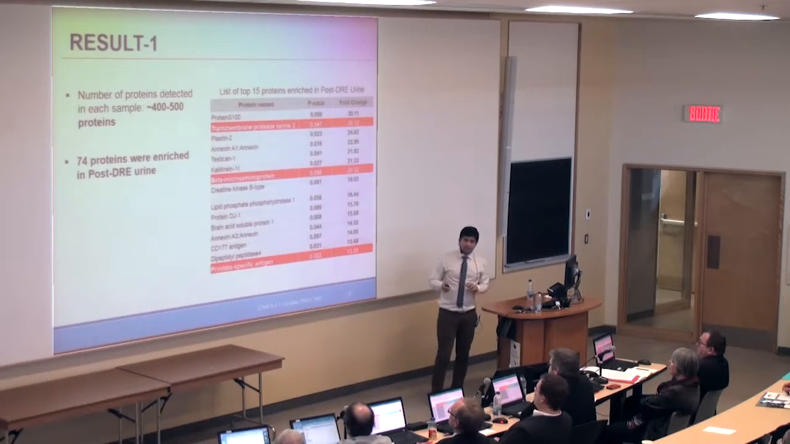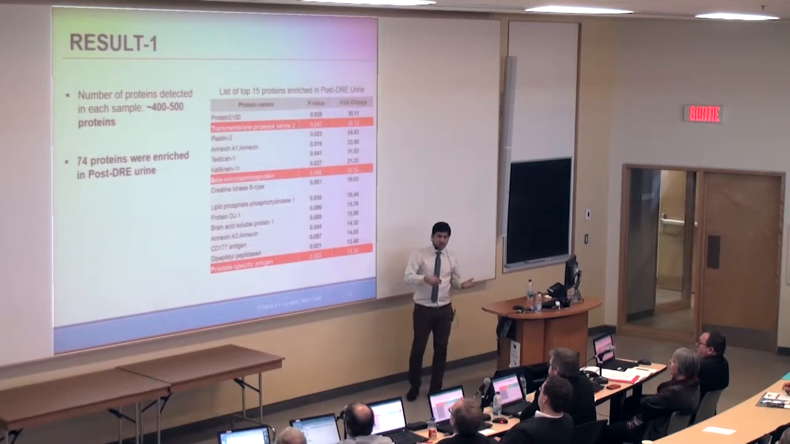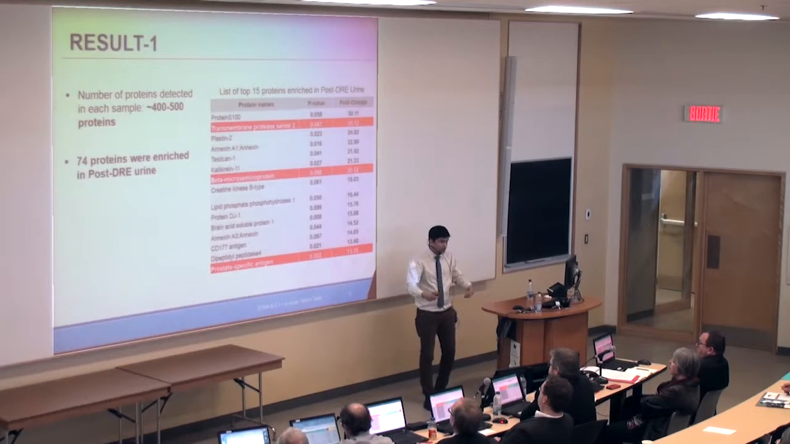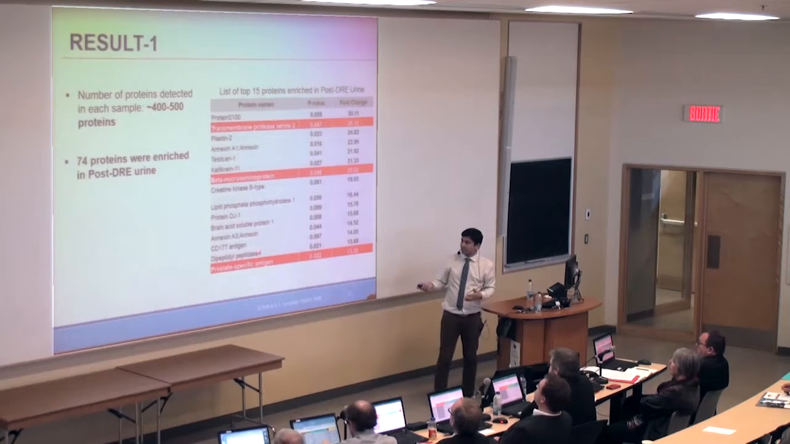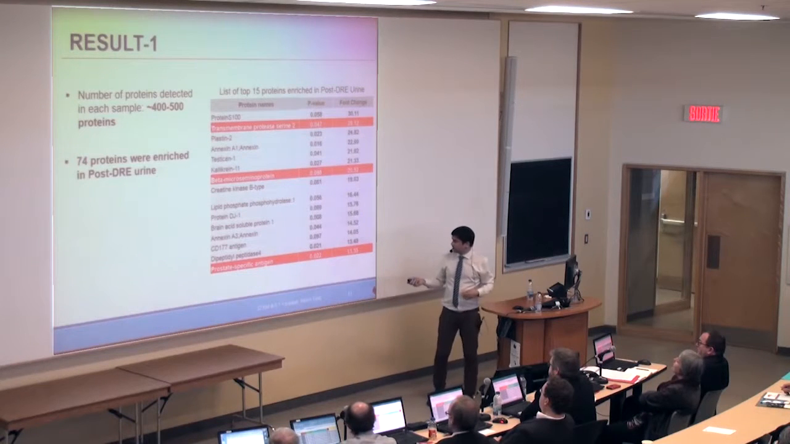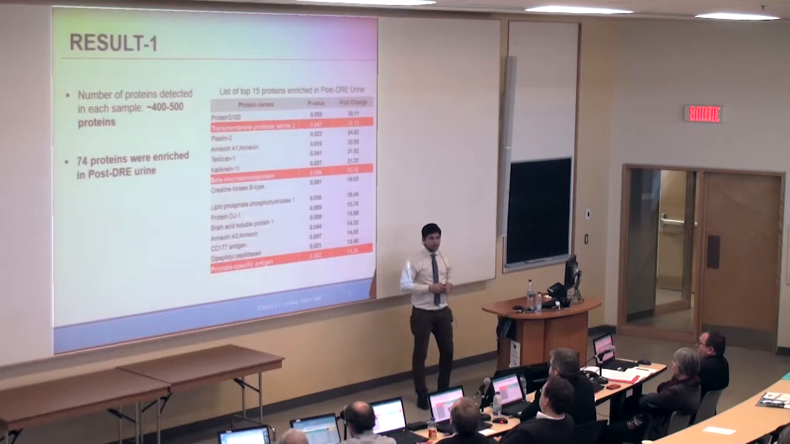In each sample, we have detected around 400 to 500 proteins. And if you look at the abundance of these proteins in post-DRE urine versus pre-DRE urine, we found 74 proteins were more abundant in post-DRE urine. These are the top 15 of them, and you can see that PSA and two other proteins are already known in the literature as cancer-related. They are about 13 to 28 times more abundant in the post-DRE urine, which shows that this urine is actually enriched with the prostatic fluid.